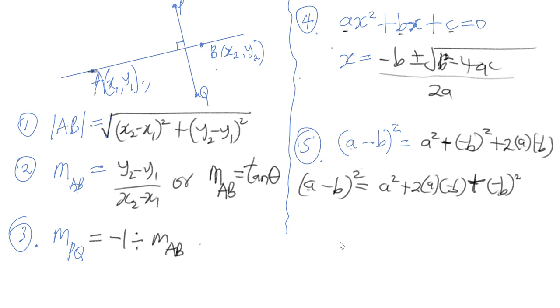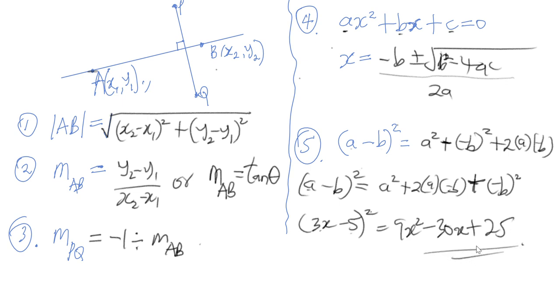So an example, you want to expand 3x minus 5 squared. What's the answer? If you do this well, 3x all squared gives you 9x squared. Multiply 2 by 3x and by minus 5, you are going to get minus 30x. Now, plus the square of minus 5. So this is the answer to the question.